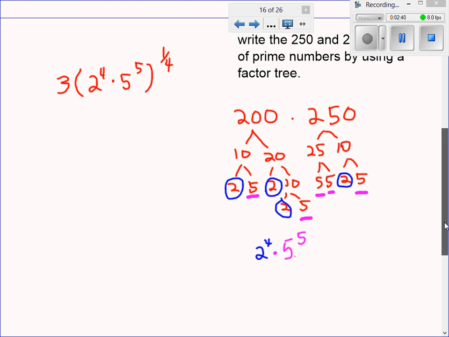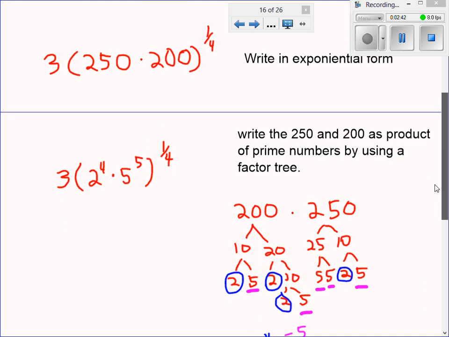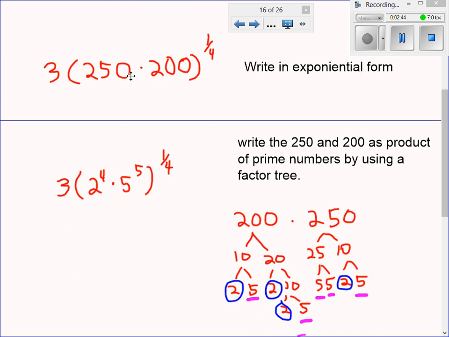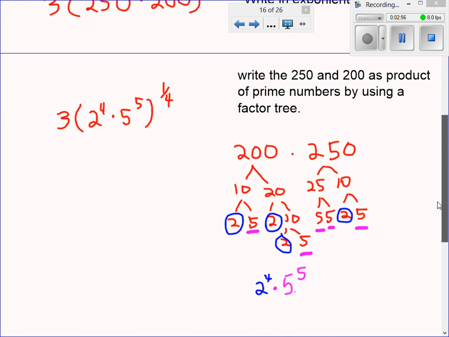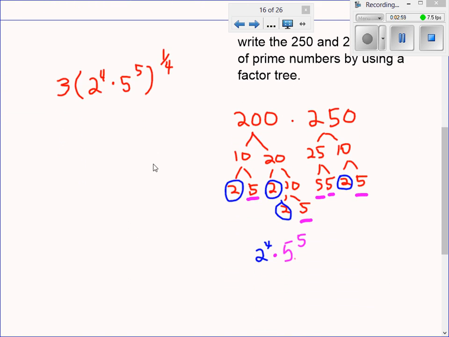We're going to take those numbers and substitute them in for 250 times 200. So that's what I've done here. It's an equivalent expression. Substituting them in as a product of primes makes simplifying this a whole lot easier.